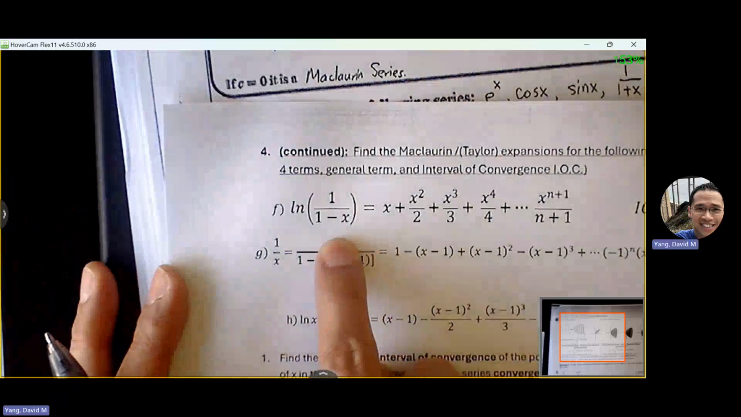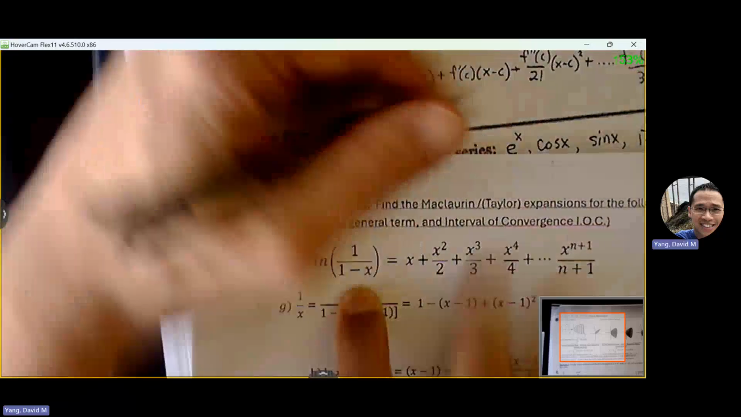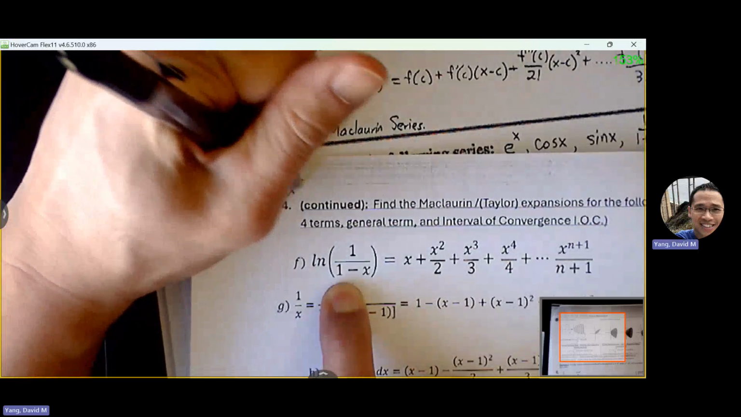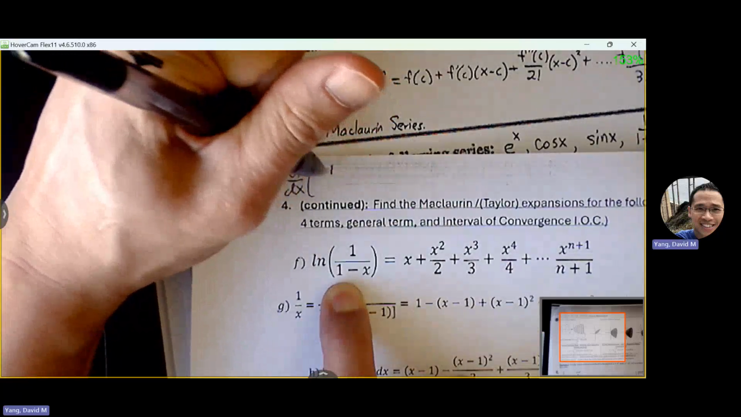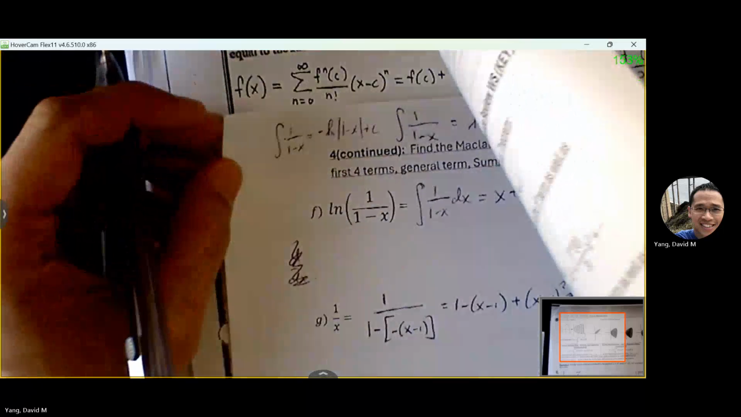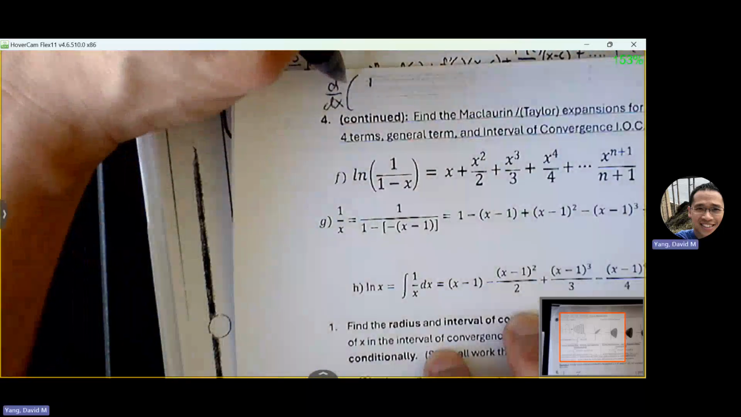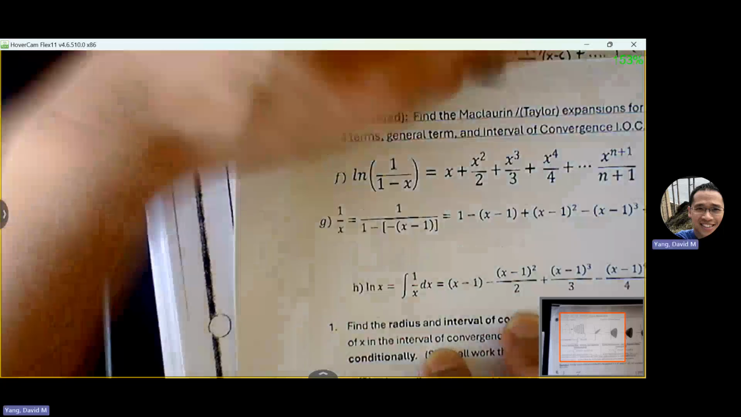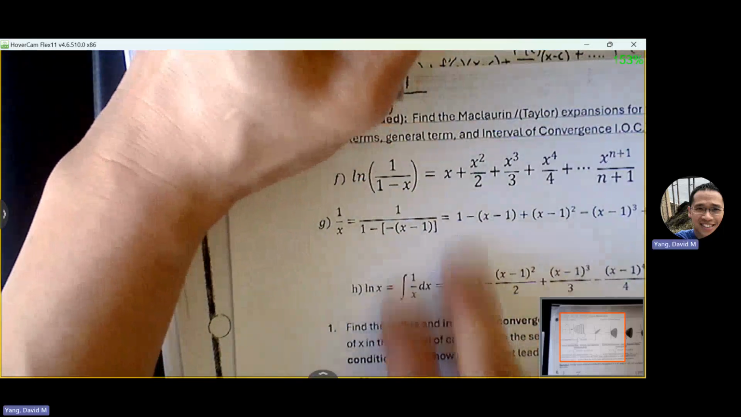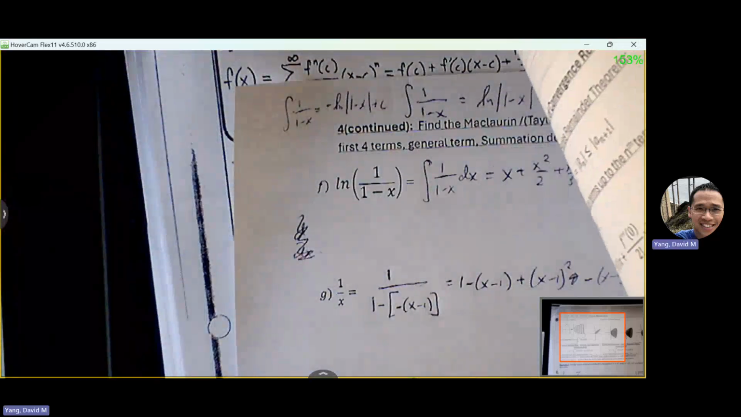Now the connection with natural log of 1 minus x is the fact that this is basically coming from the derivative of 1. Sorry. It's coming from the fact that we're taking the integral of 1 over 1 minus x.